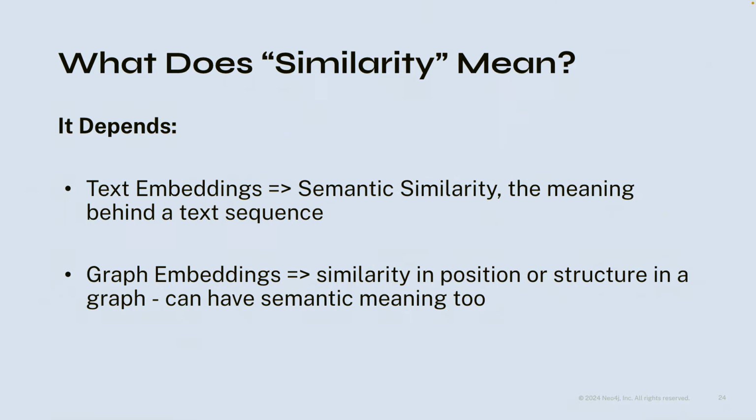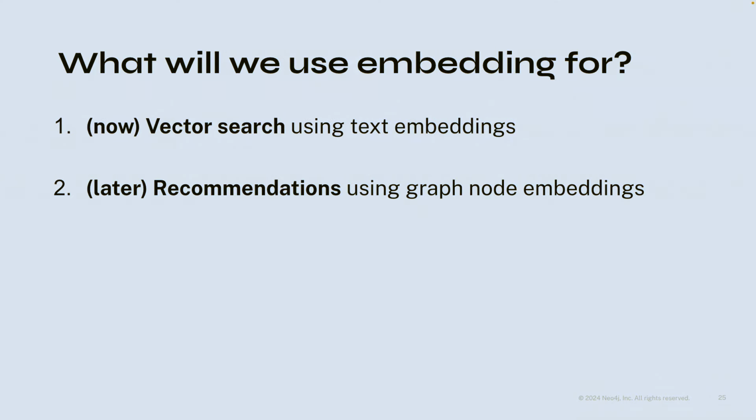Similarity for something like a text embedding refers to semantic similarity, so the meaning behind a text sequence. For a graph embedding, similarity can mean similar in position or structure inside of a graph, and that can have semantic meaning too. Right now we'll be using vector search just on text embeddings, and later when we get to recommendations is when we're going to use graph embeddings, and specifically node embeddings, inside of vector search.